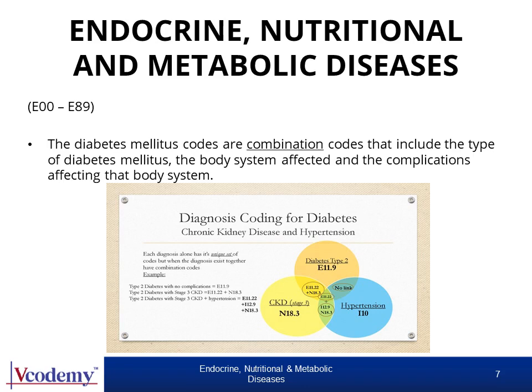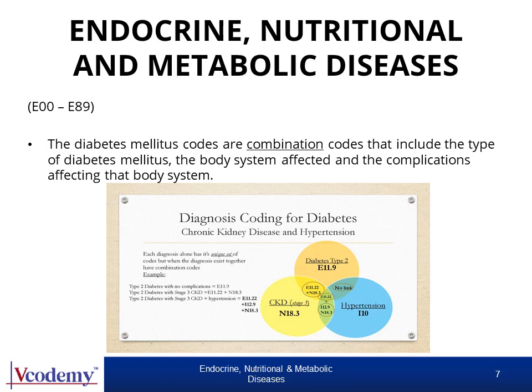So the diabetes mellitus codes are combination codes that include the type of diabetes mellitus, the body system affected, and the complications affecting the body system. And also you should code complications due to insulin pump malfunction, overdose or underdose of insulin due to insulin pump failure. So that should also be coded in the correct sequence.